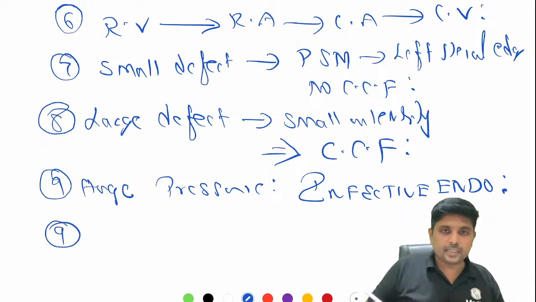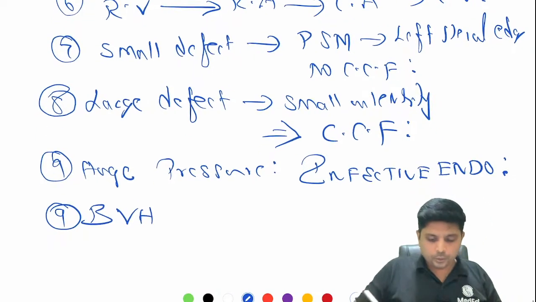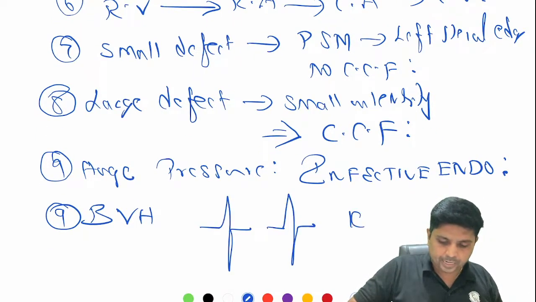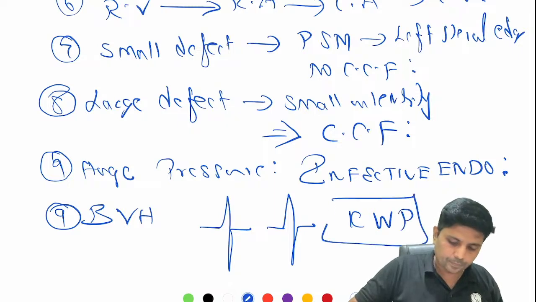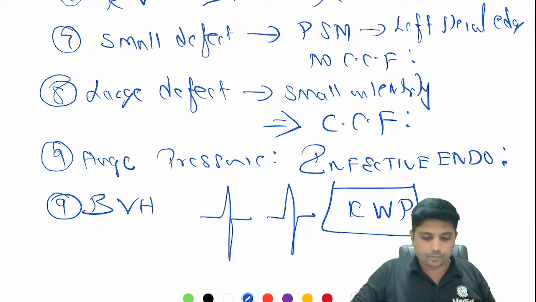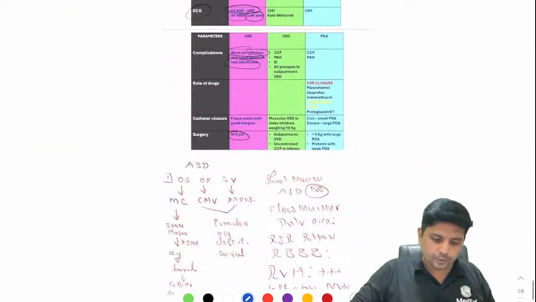So what is the ECG? As I told you, biventricular hypertrophy, so that you will get equiphasic R and S waves. It is called the Katz-Wachtel phenomenon. It was explained already. Okay, so this is with respect to VSD.